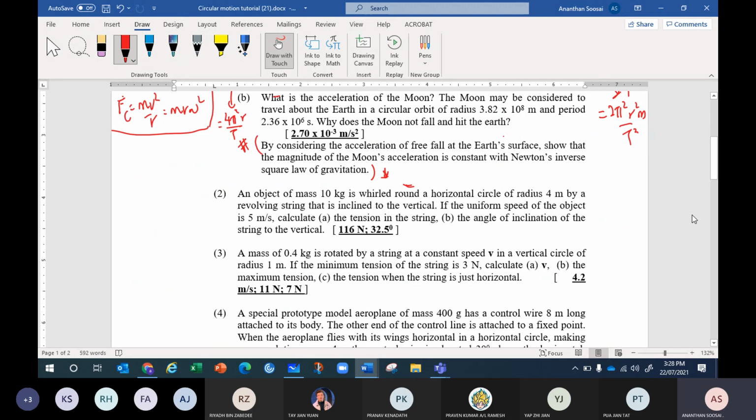Always try to draw a free body diagram. Try to write what equals to centripetal force. From there, you can get the answer. Always draw a free body diagram for the system. Write what equals to centripetal force. What forces equal the centripetal force. Then you can get the answer.